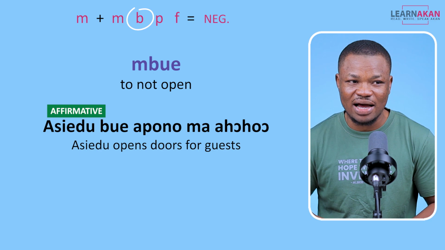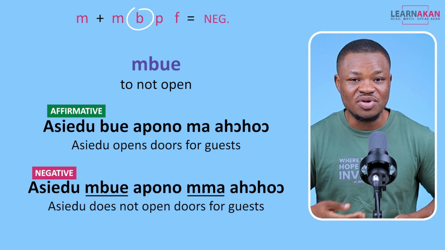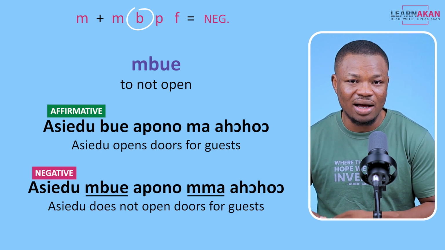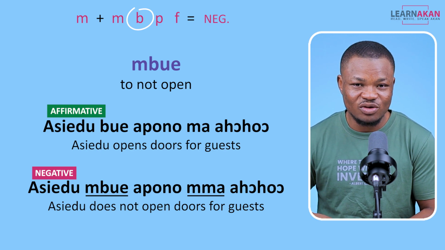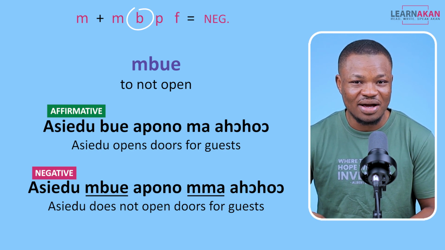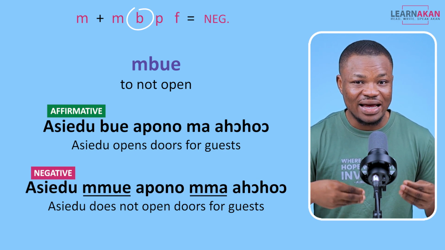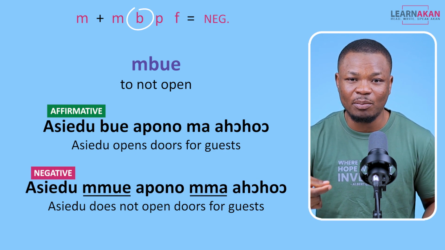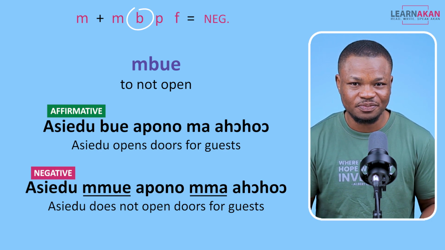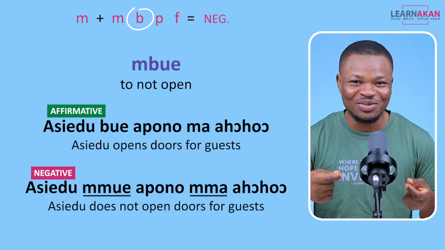So we can have Esiedu mbue apono mma ahoho. And if we go on to assimilate, we'll have Esiedu mmue apono mma ahoho.